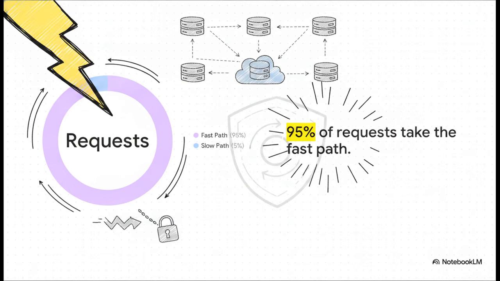Roughly 95% of all requests hit that local memory fast path. That means zero, literally zero network calls to the database. The slow path, where it has to coordinate with the global database for a refill, only happens about 5% of the time. They essentially built an architecture that successfully enforces global limits without sacrificing a drop of local speed.